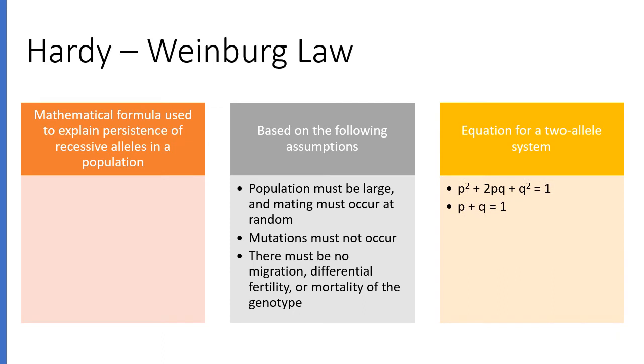Equation for a 2-allele system, which most of our antigens are 2-allele systems. P squared plus 2PQ plus Q squared equals 1. So what this means is whatever alleles you have, let's just say it's JKA and JKB. Let's just assume that JKA is going to be P squared, I'm sorry, not P squared, but P.